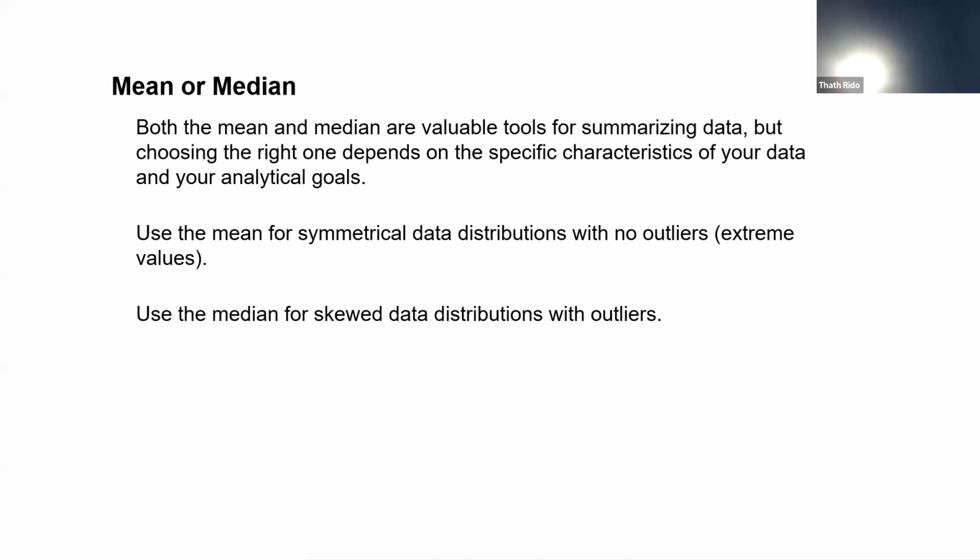Use the mean when the data is symmetrical, when the distribution of data is symmetrical, or you can say that there is no outlier. Outlier means an extreme value.